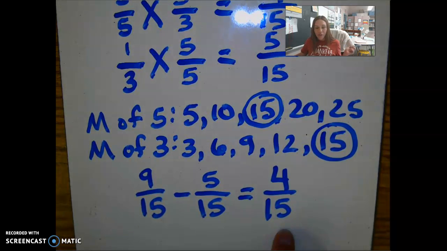And look, do I have to simplify? No, that's as low as I can go. 4/15 is as low as I can go. So now we're done.